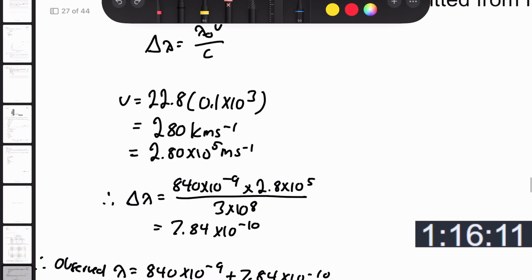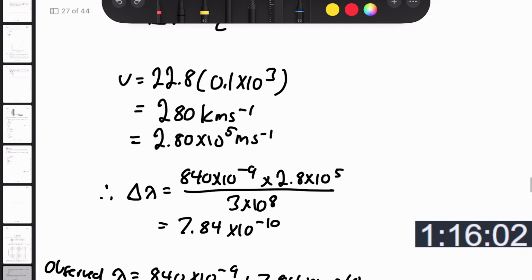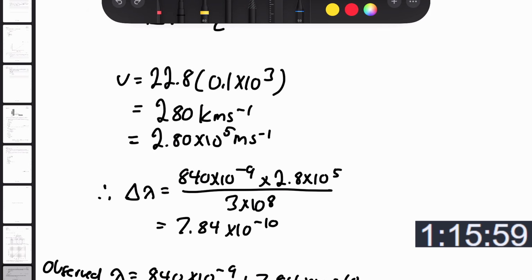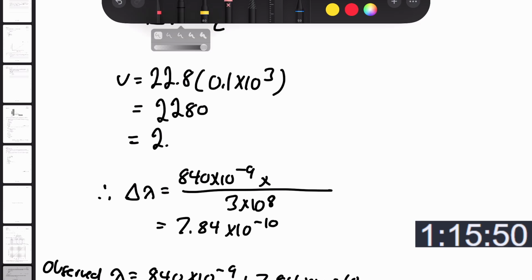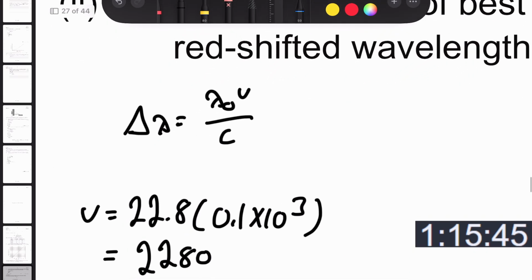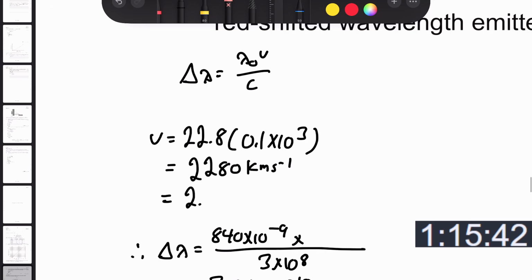And 22.8 times 0.1 times 6,000. Oh wait, yeah, I think I missed a 0 here. It's 2280, so 0.1 times 10 to the power 3 kilometers per second. Looks like I messed up quite a bit. 22.8 times 1,000 is 22.8 times 10 to the power 6, so 1, 2, 3, 4, 5, 6, meters per second.